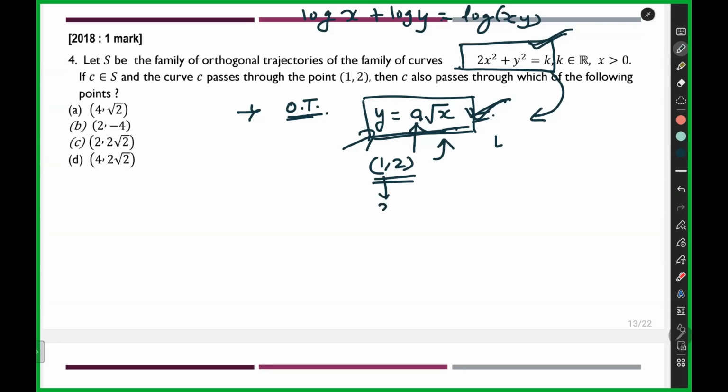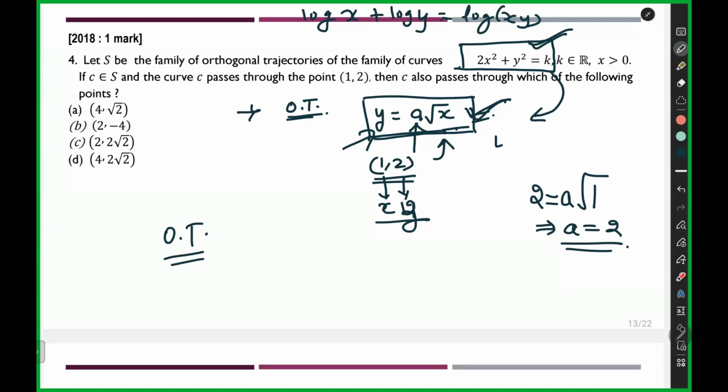At x equals 1, y takes the value 2. So it is 2 equals a root 1. So what is the value of a? a is 2 from here. So what is our full equation for the orthogonal trajectory? It is y equals 2 root x.